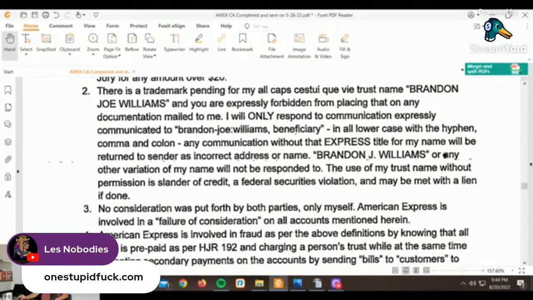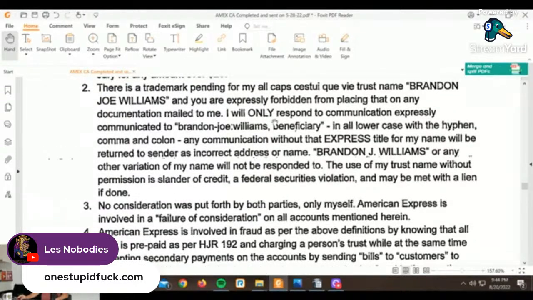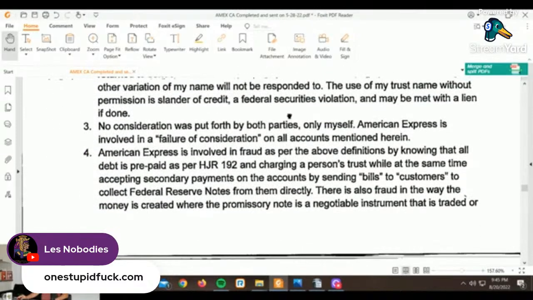Number 2, there is a trademark pending for my all-cap Sesta KV trust named Brandon Joe Williams, and you are expressly forbidden from placing that on any documentation mailed to me. I will only respond to communication expressly addressed to all lowercase Brandon-Joe: Williams, beneficiary. In all lowercase with the hyphen, comma, and colon. Any communication without that express title for my name will be returned to sender as incorrect address or name. Quote, Brandon J. Williams or any other variation of my name will not be responded to.